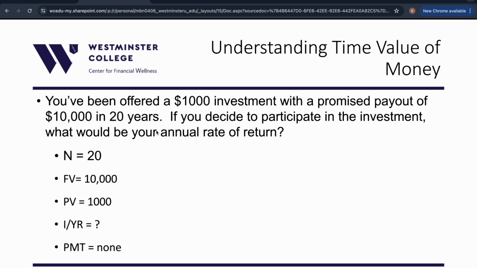Hopefully you can go through and read this, and on your own without looking at these, pull out the n is 20 years, the future value is 10,000, the present value is 1,000. I've talked about this already before, but that present value of 1,000 should actually be a negative 1,000 because since it's an investment today, that money is going out of our bank account, should be a negative, and the future value will be a positive 10,000.